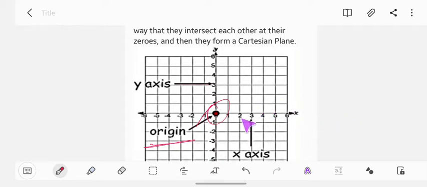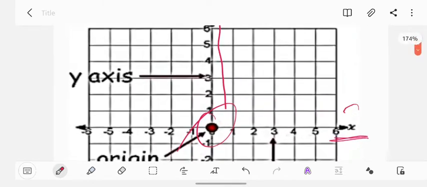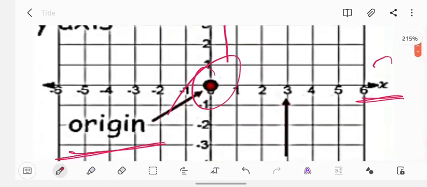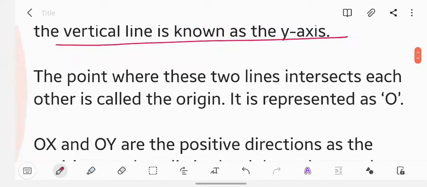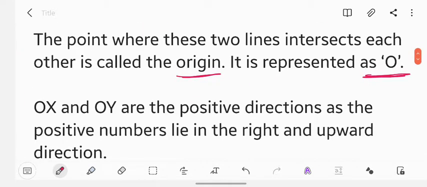Okay, so of these two lines, one is the horizontal line, which is called the x-axis, and another is the vertical line, which is called the y-axis. The horizontal line is known as the x-axis and the vertical line is known as the y-axis. The point of intersection is represented by the letter O, which is also called the origin. OX and OY are the positive directions.